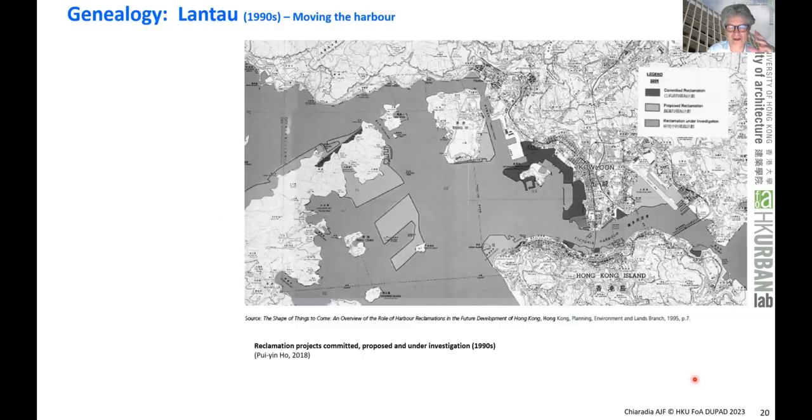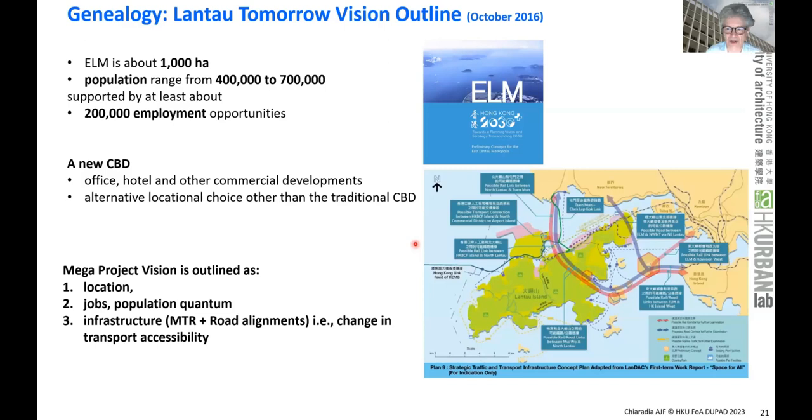A bit of history. The project I'm going to talk about is Land Out Tomorrow. Initially in the 1990s, there was the idea of moving the harbor, which is over there, to over here. And then this changed in 2016, it became something different. It became a new town, with 200,000 employment opportunities, a new town for 400 to 700,000 people, a new CBD, and so on.